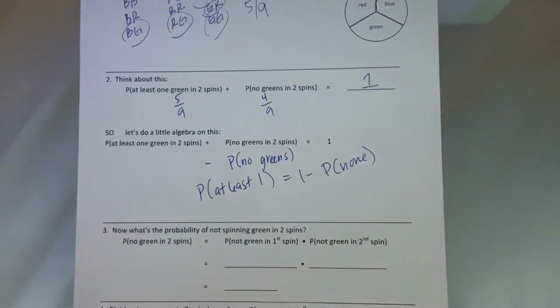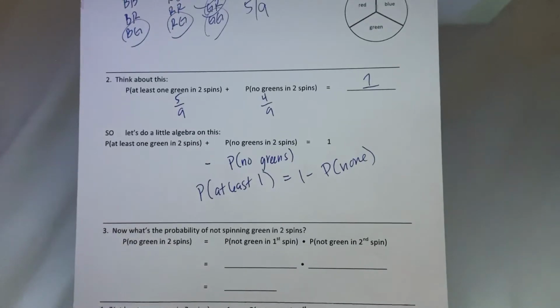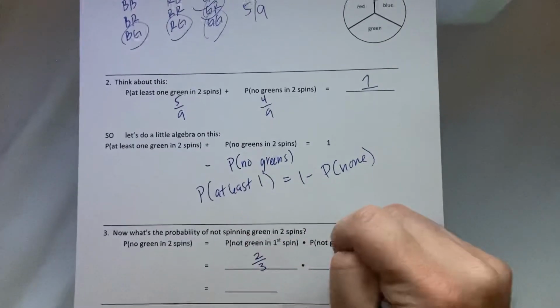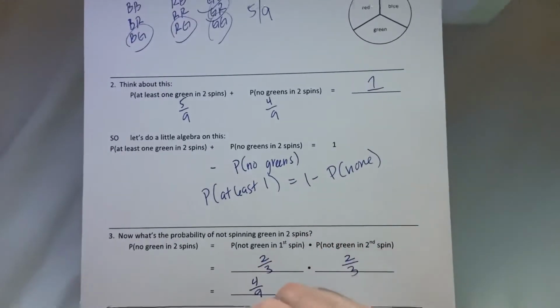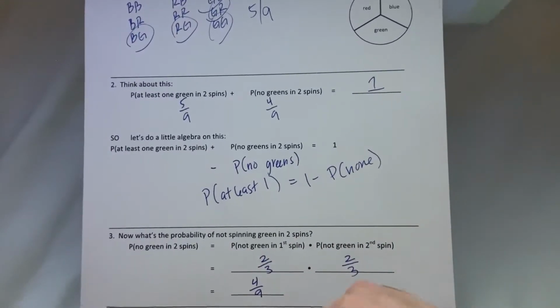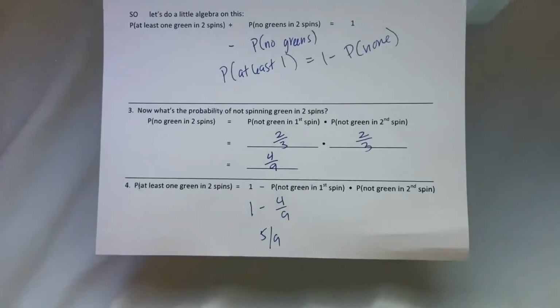Now what's the probability of not spinning a green in 2 spins? Well, we first need to calculate the probability of none. If 1 out of 3 options is green, that means 2 out of 3 is not green for each spin. 2/3 times 2/3 is 4/9. And that means 1 minus 4/9 is our 5/9. So this is the way it works for at least once. It's almost always going to be easier to do just one calculation, none, and then take 1 minus that. It's usually the easiest way to go about this type of problem.